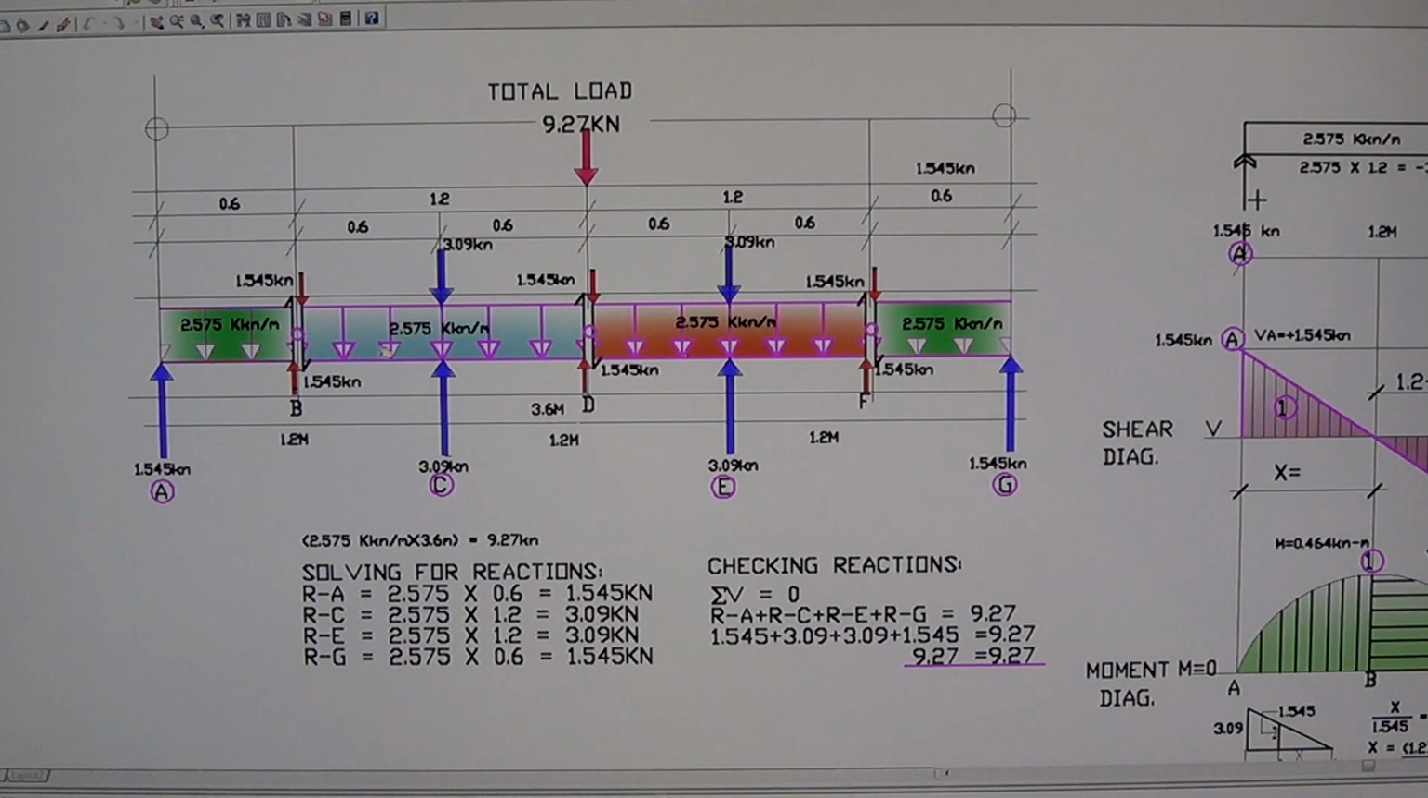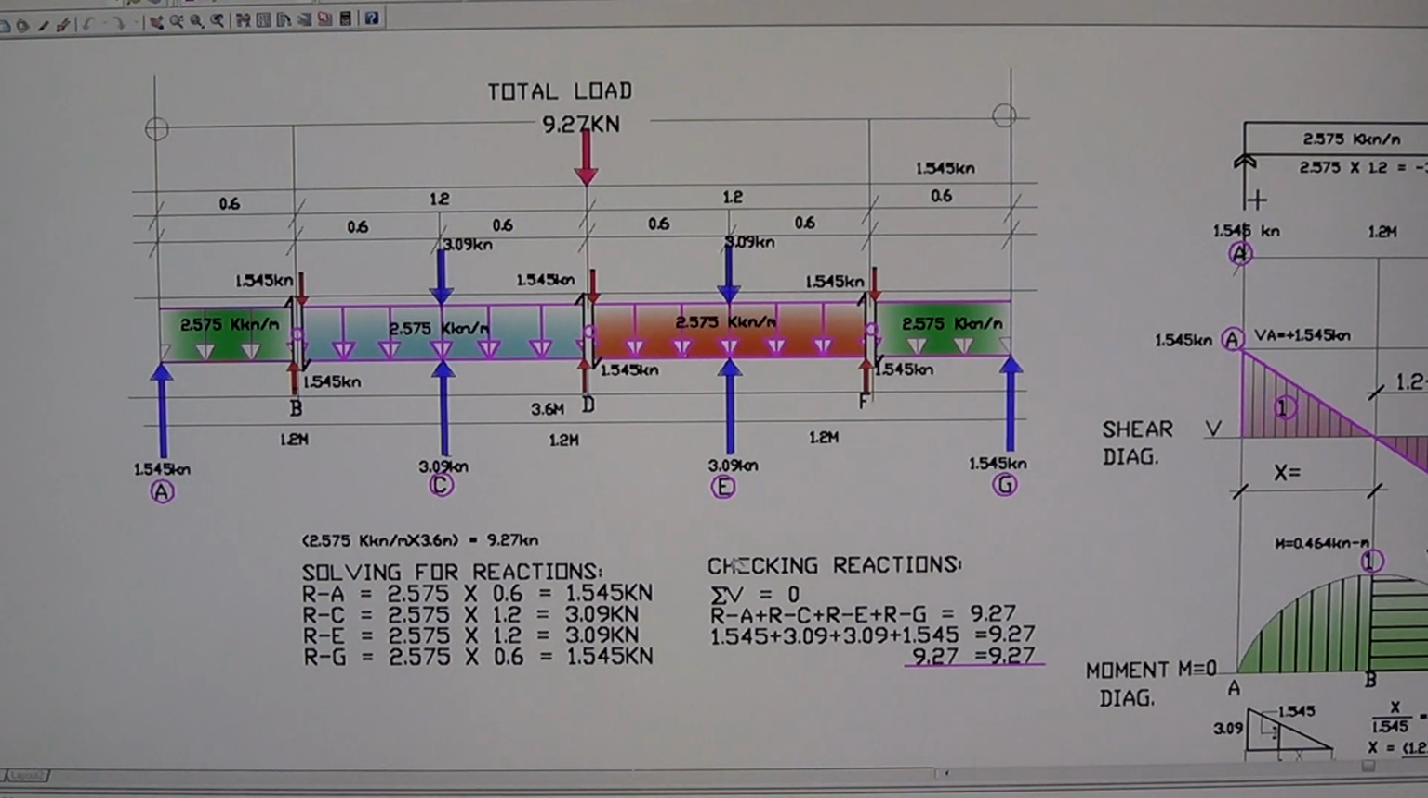This is the structure that carried the purlin. The purlin is sitting on the rafters. See, the other interior rafter is 0.09 kilonewton, and the exterior rafters carry only half of the purlin, which is 2.575 multiplied by 0.6. You get that they are the same. So all the reactions are right there now. That's the load carried by the rafters.